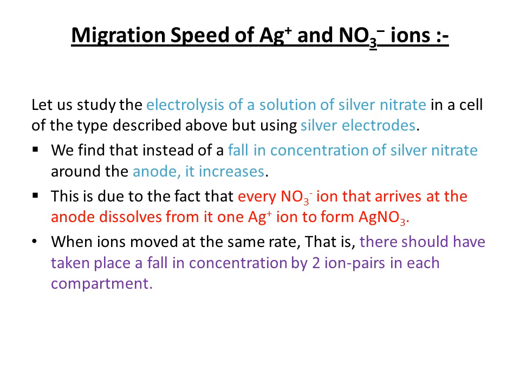That is, each NO3 minus ion arriving at the anode, going towards the anode, is negatively charged, and the anode is positively charged, therefore it dissolves one Ag plus ion. NO3 minus is one ion, Ag plus is another, therefore AgNO3 is formed. Due to that, instead of a decrease in concentration towards the anode, it increases. That is, when the ions move with the same rate, there should be a concentration change of 2 ion pairs in each compartment. Okay, thank you.